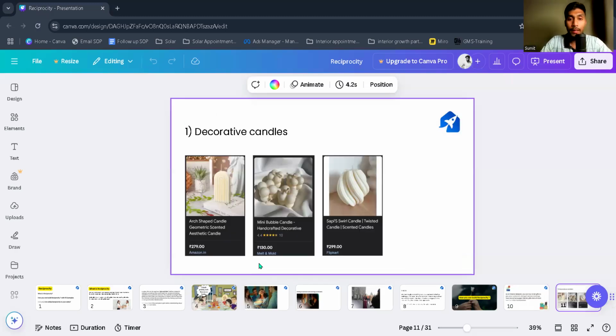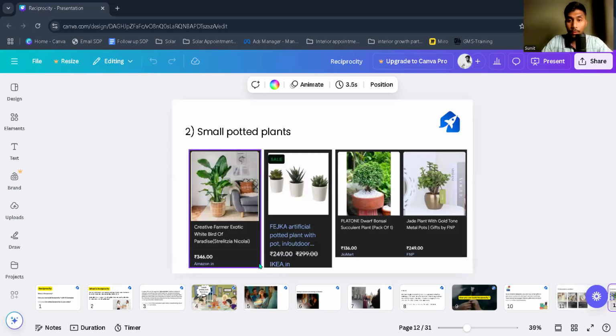The first thing is decorative candles. This is something that comes really cheap, 130, 299, 279. Okay, this is really cheap and this looks fantastic in the homeowner's home. So this is something that you can bring while going for a site visit, right? Small potted plants. These are really cute looking plants, right? They don't cover a lot of area, और आप इसको use कर सकते हो in the site visits, right?